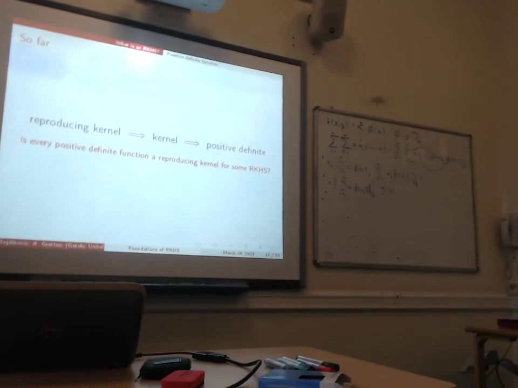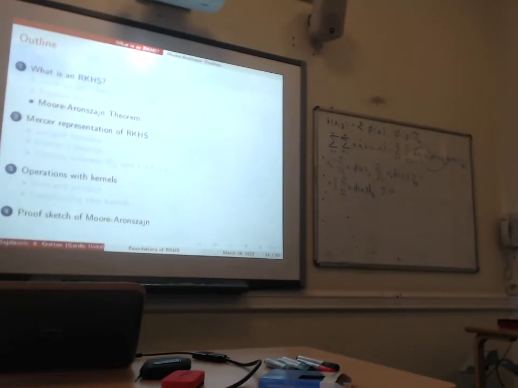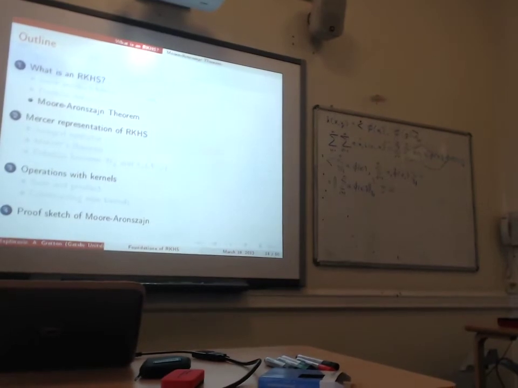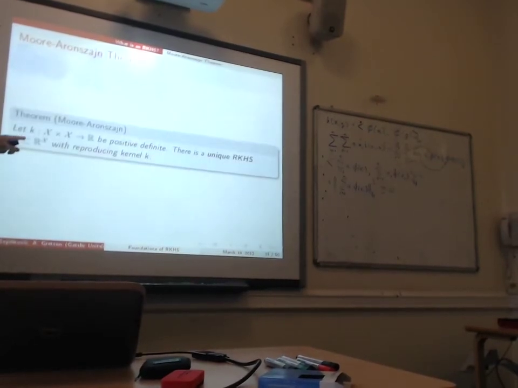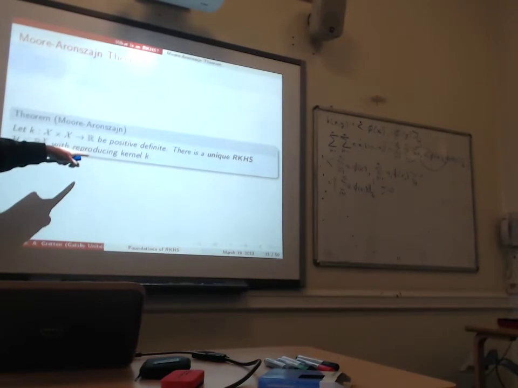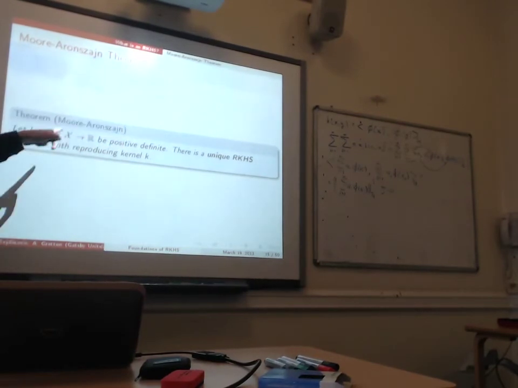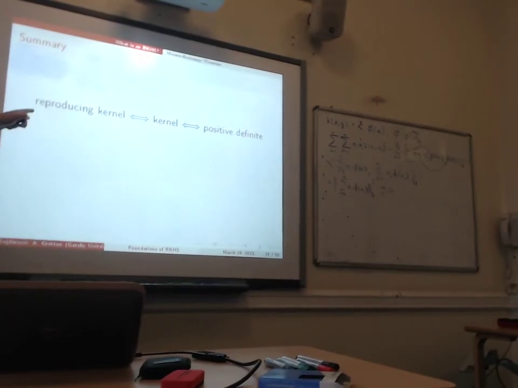We're asking that question. And the answer to it is given by the Moore-Aronszajn theorem, which tells us that it is true. So every positive definite function is a reproducing kernel for some RKHS, and not only that, that RKHS is unique. So recall that we've had that the feature space representation is not unique. But if I restrict my attention to RKHS feature representation, that is unique. Okay. And so this theorem tells us that these three notions are exactly the same.